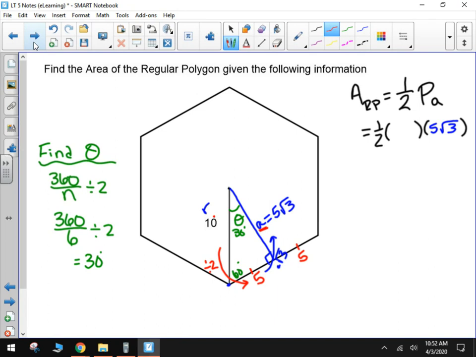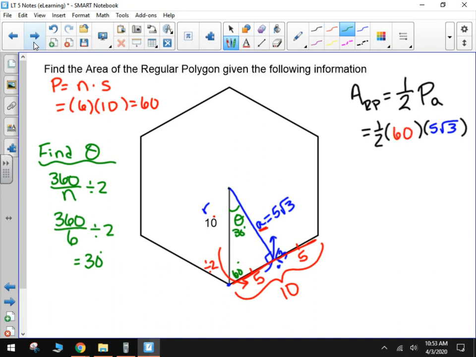Okay. Now I have to find perimeter. So if we remember, perimeter is the number of sides times the side lengths. I know I have 6 sides. I need to know the side length. Well, when I found the apothem, I actually found my side length. Okay, this half is 5, this half is 5, so the whole side length is actually 10. Okay, this is going to be 10, which gives me 60 for the perimeter. So I put 60 here.